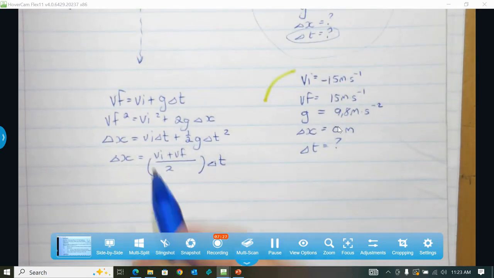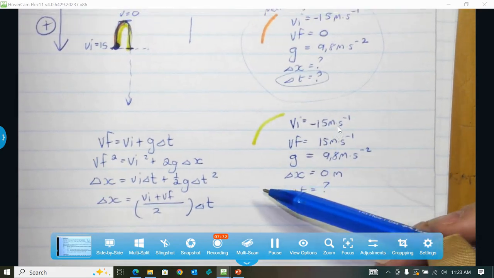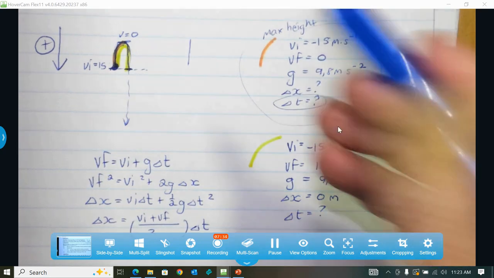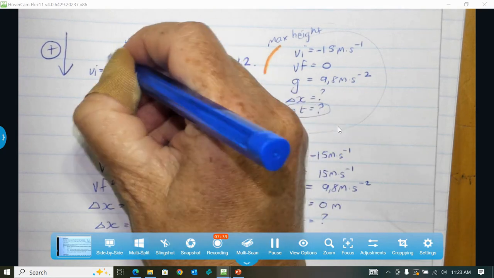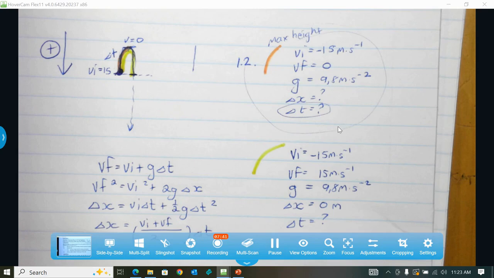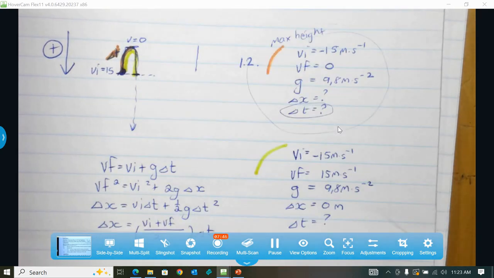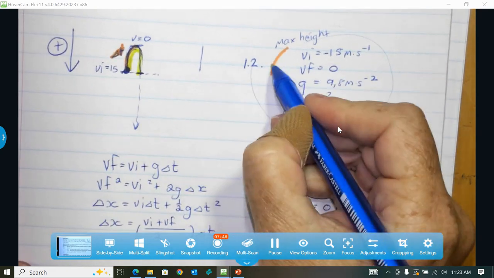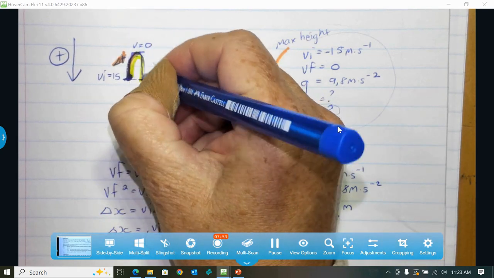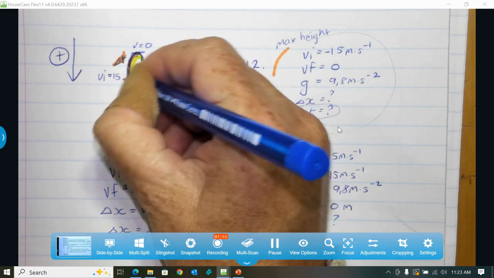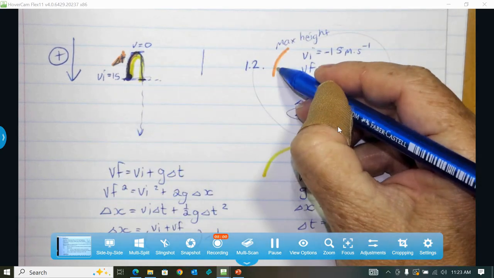Okay. Now, quick little trick, how to choose which formulae to use. So go back here. I'm busy doing question 1.2. I want the time taken for it to reach its starting point. So in other words, if I work out the orange time, then I can just multiply it by 2. Then I've got the time until it reaches its starting point. So let's work out delta t for the orange bit.